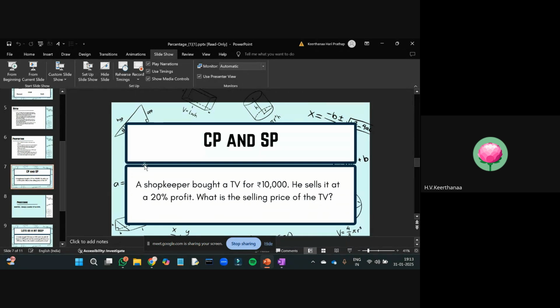So this is our basic knowledge. So now let's go through a question. I started with a simple question so that I can explain the procedure in which we'll be dealing with these types of questions. Okay. A shopkeeper bought a TV for 10,000 rupees. He sells it at a profit of 20%. What is the selling price of the TV?